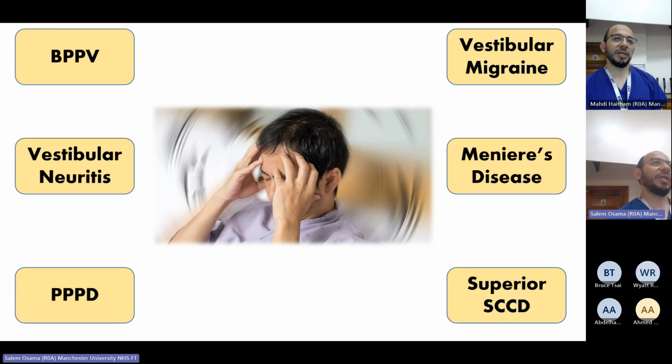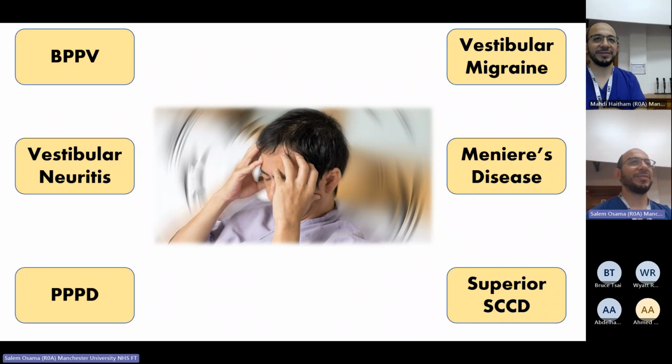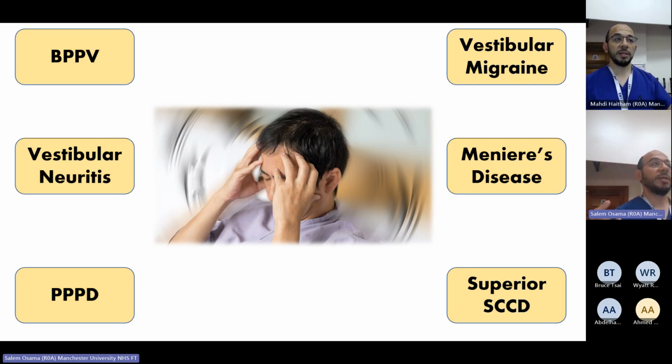I wish that when you're dealing with patients, it'd be straightforward, like the question that I put: you ask the patient just a single question, you get an answer, so you reach a diagnosis. But unfortunately, this is not the situation. We have a lot of things. Sometimes you see a patient who has BPPV and Meniere's disease, both of them. Some may have a vestibular migraine and BPPV as well.